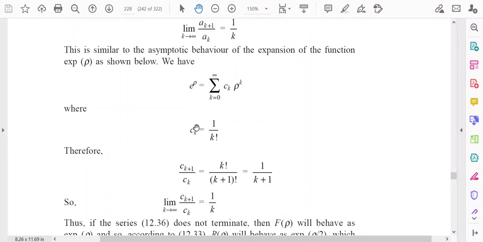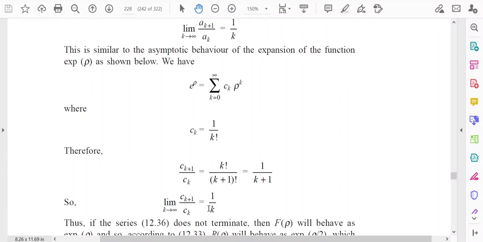Now again, if Ck is equal to 1 by k factorial, then we can say that Ck plus 1 divided by Ck is equal to k factorial by k plus 1 factorial. Again, if we take k plus 1 common from the numerator, that will be k plus 1 into k factorial. So ultimately it will be 1 by k plus 1. And if we take the limiting value, that is if we set k equal to infinity, then Ck plus 1 by Ck is equal to 1 by k, because when k becomes infinite, you can neglect the plus 1 term. So it can be easily shown that this is 1 by k.